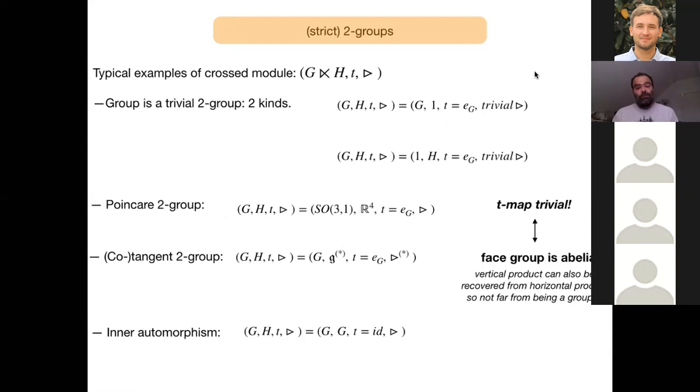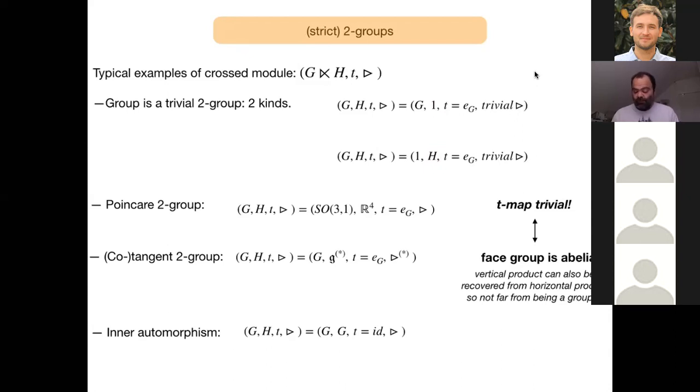A group is going to be a trivial example of a two group, right? Since I have a group G and a group H, I can just freeze one of the two. So I can freeze the group H, and then just deal with G, and we'll see everything here is going to be trivial. Or I can also freeze G, so I just get nothing here, and then I just get a decoration on the face.